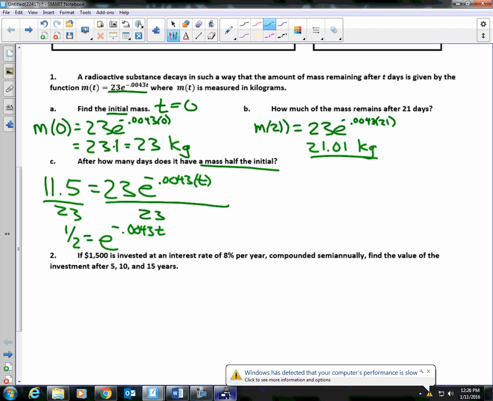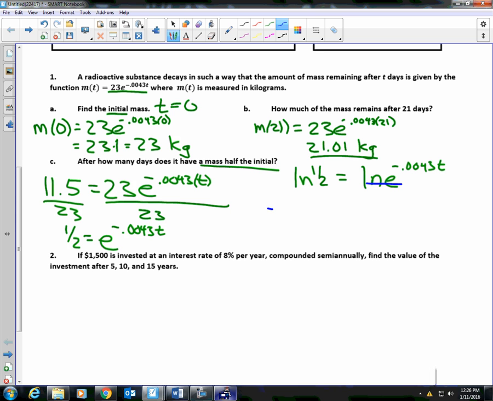E. How do I get rid of the e? Natural log of both sides. So you got the natural log of 1/2 is equal to natural log of e to the negative 0.0043 t. And you know, because you're really smart, that those are inverse operations. They go away. The natural log of 1/2 is negative 0.69, which is equal to negative 0.0043 t. Divide both sides by negative 0.0043.